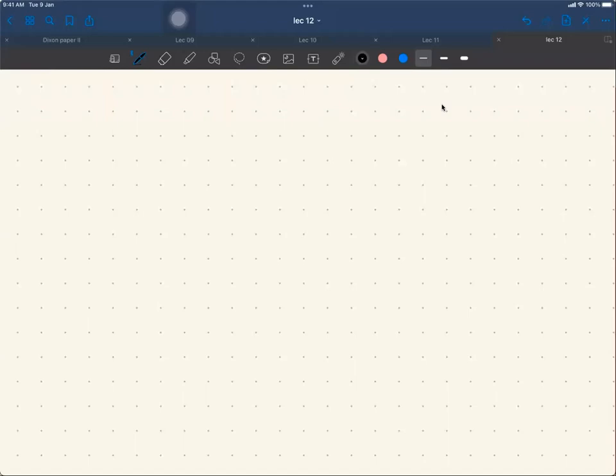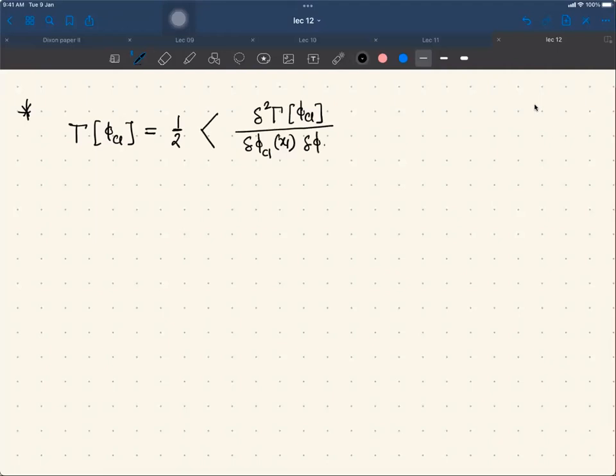To summarize, what we just showed in the previous slides is the result that Γ[φ_CL] is given by an expansion where the first term is quadratic, and that's given by ∫ dx1 dx2 (1/2) δ²Γ[φ_CL]/δφ_CL(x1)δφ_CL(x2) at 0 times φ_CL(x1) φ_CL(x2), integrated over x1 and x2.